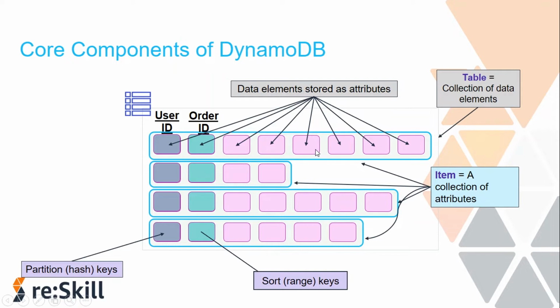And then for uniquely identifying each item in the table, we have something known as the primary key. Now, the primary key can be a single column or a combination of two columns. If you want a single key to be used as the primary key, then you have the partition key, which is mandatory for every table. You have to specify it. But sometimes if that is not enough to uniquely identify the item, then you can specify the sort key as well.